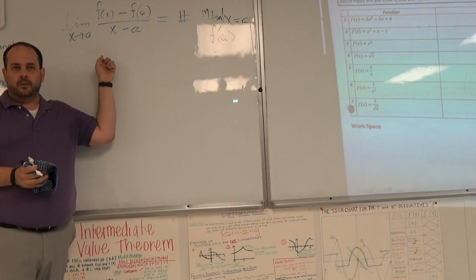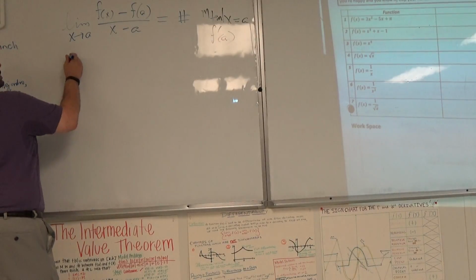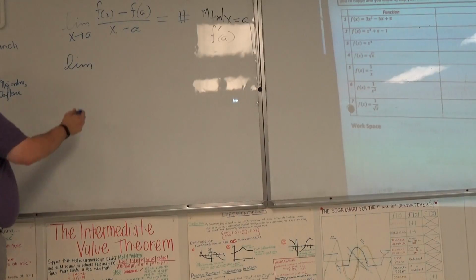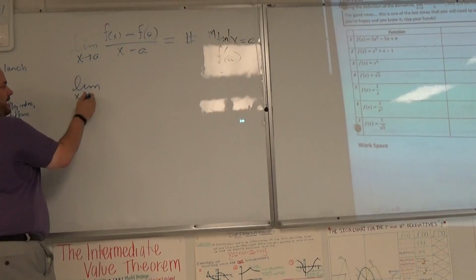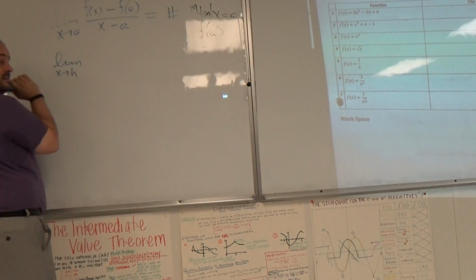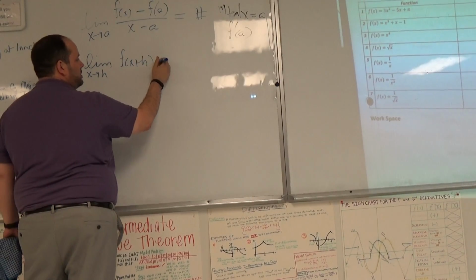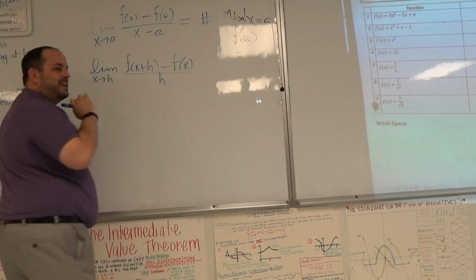What's the other way? Melissa, what's the other way? The limit as x approaches h. Approaches h. Okay, I'm going to write that. Limit as x approaches h. F of x plus h minus f of x over h. Like it, don't love it.